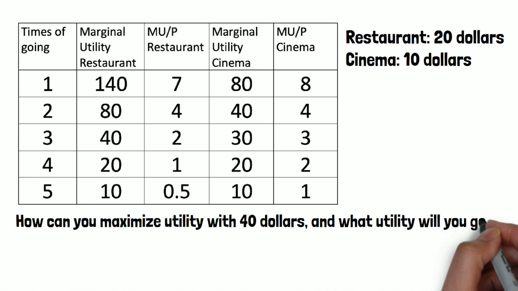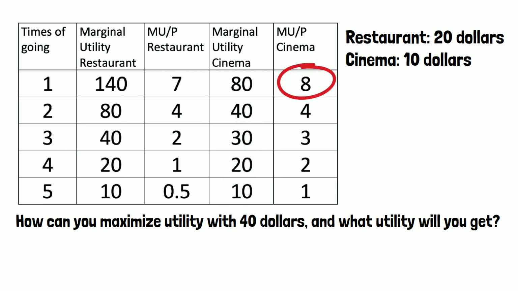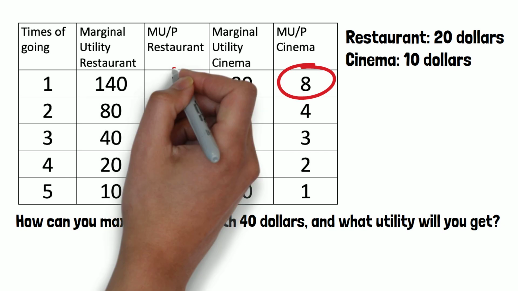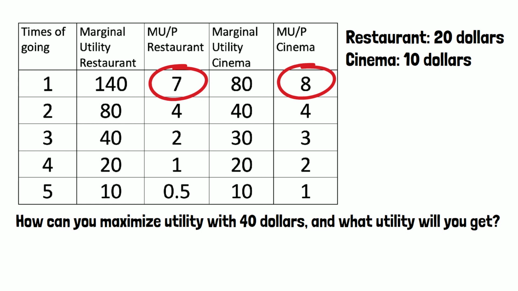If you have $40, what maximizes utility? And what utility will you get? You will first go to the cinema, as this gives you the highest utility per dollar at 8. You spend $10. After that you will go to the restaurant, as the utility per dollar of 7 is the highest remaining utility per dollar. You spend $20 for this.